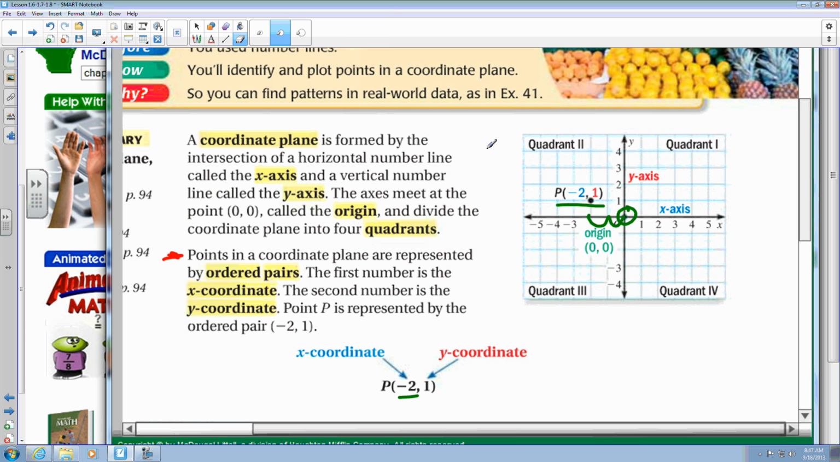If you look next at the y-coordinate, the y-coordinate is the up and down. Again, you look at the point, and if the point is above the origin, then our y value is going to be positive. If our point is below the origin, then our y-coordinate is going to be negative. Since this one's above, it's going to be positive, and it moved up a positive 1. So that's where we get the coordinates of -2, 1.